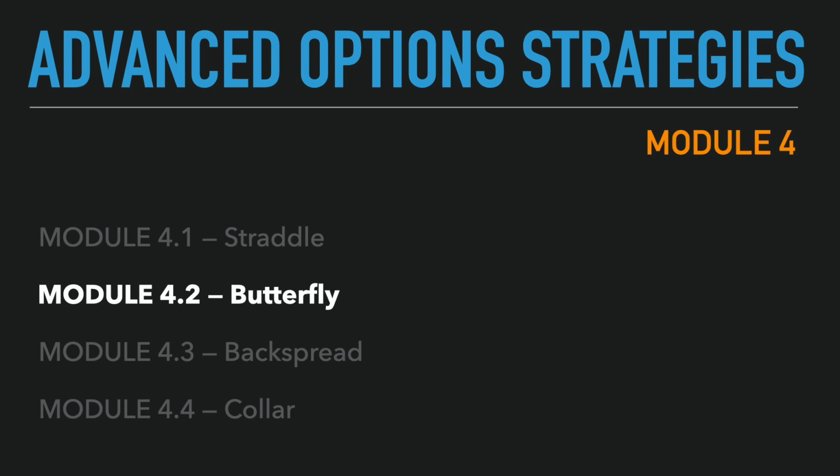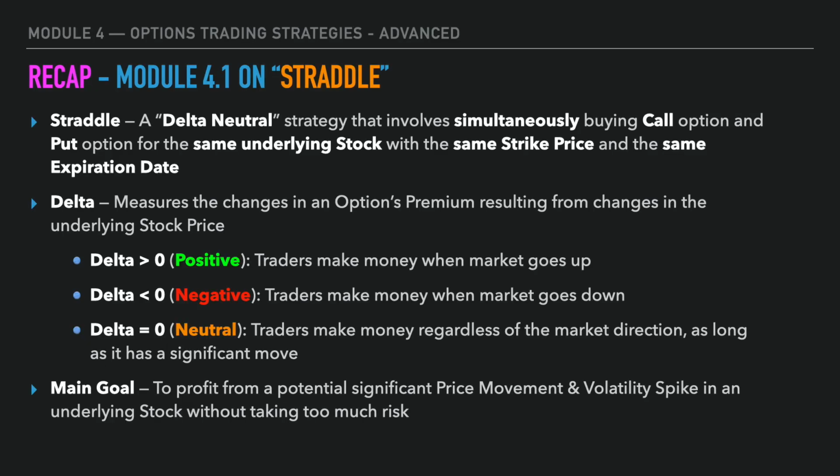Alright, let's get started. In the previous video, when we talked about straddles, we mentioned one concept called the delta neutral strategy. A delta neutral strategy means your final profit and loss from your trade will not depend on the underlying stock price direction. In other words, a delta neutral trade allows traders to make money no matter if the underlying stock price goes up or down, as long as it meets some other important market conditions.